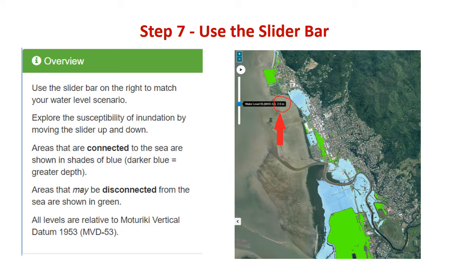So I've zoomed in on Thames, and then I've used the sliding bar and moved it up to 2.6 metres, and I've produced the map that you see. A couple of things about the map. First of all, the blue areas are those areas that are actually connected to the sea and would directly flood from the sea, and the darker the blue colour, the deeper the flooding would be. And the areas in green are probably not connected to the sea, but they may be connected indirectly through groundwater.